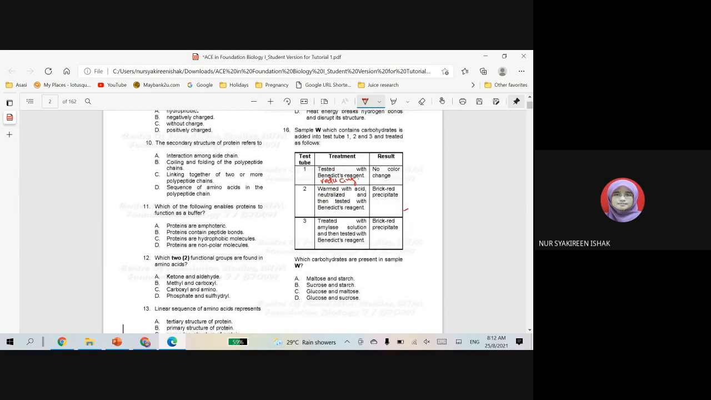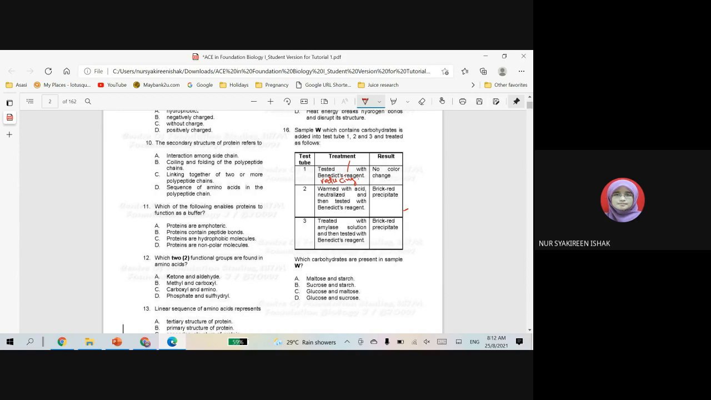So reducing sugar, you have glucose, galactose, fructose, all the monomers, and then the two disaccharides that it can detect are maltose and also lactose. Okay, so obviously, no change of color.